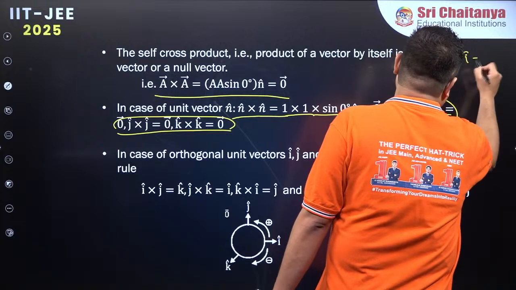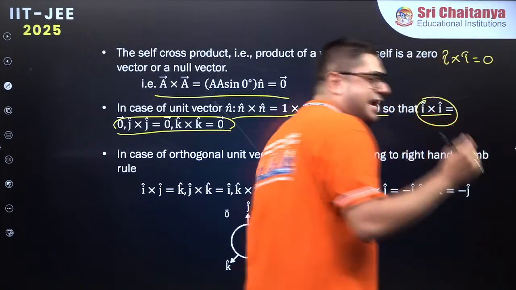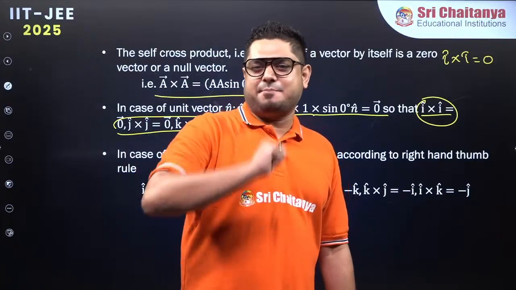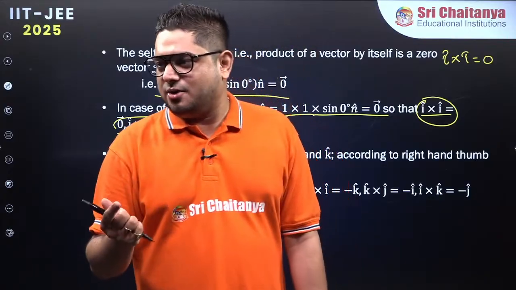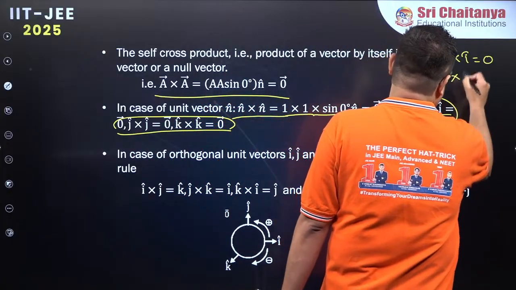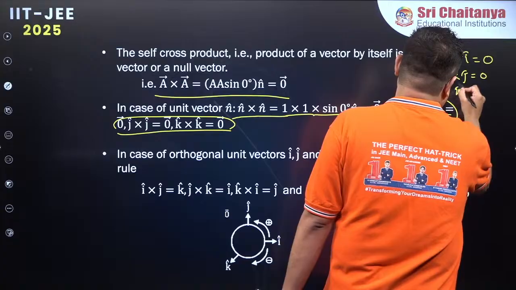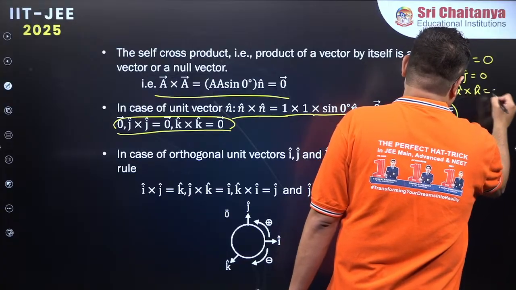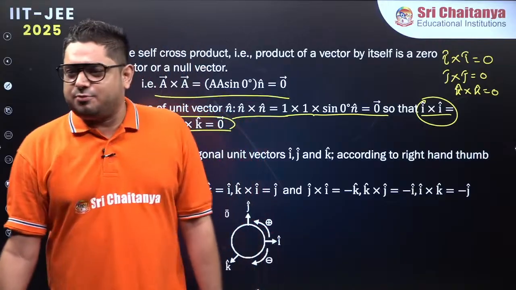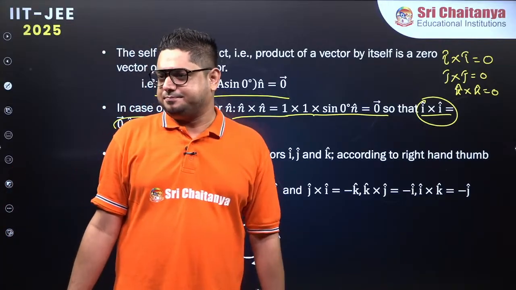In the previous class, if you can recall, we mentioned i cap dot i cap is 1, j cap dot j cap is 1, k cap dot k cap is 1. But right now, j cap cross j cap is going to be equal to 0, and k cap cross k cap is going to be equivalent to 0 over here. So that's what we need to do over here.